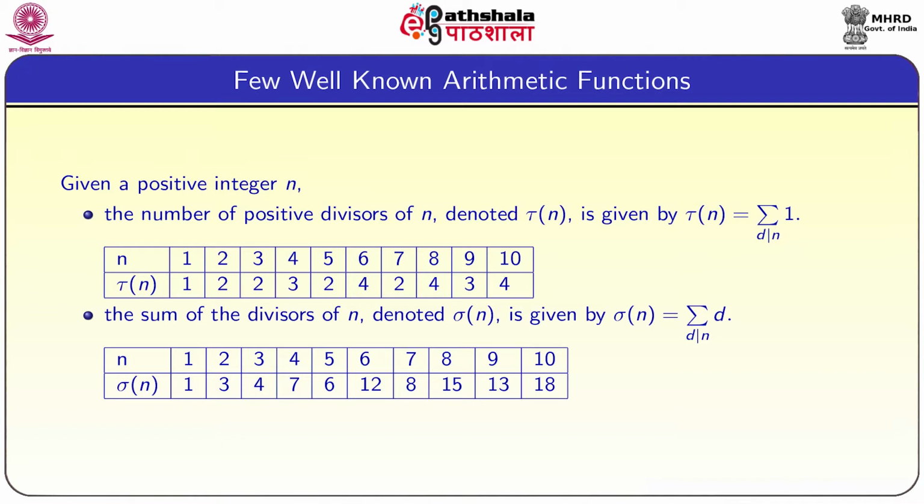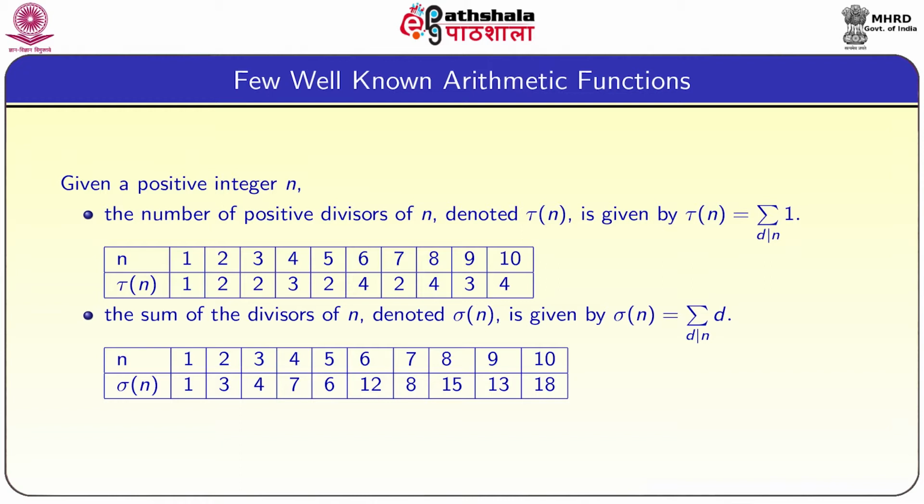Given a positive integer n, the number of positive divisors of n is denoted by tau of n, that is, tau of n is equal to the summation over d dividing n of 1. So, whenever d divides n, for each divisor I will count 1. So, this gives the number of all divisors of n.